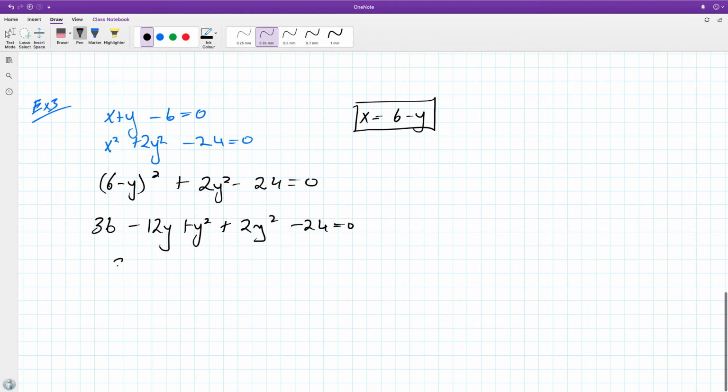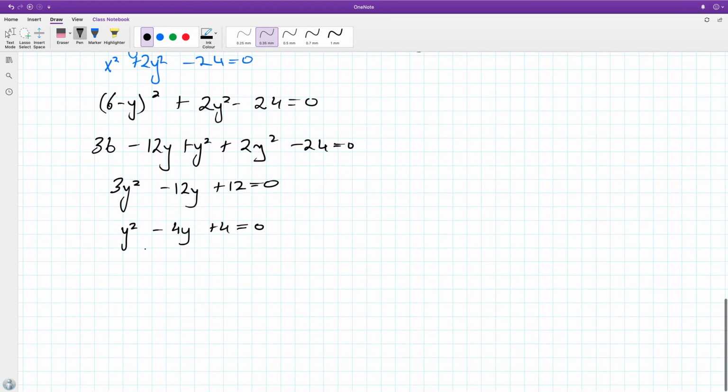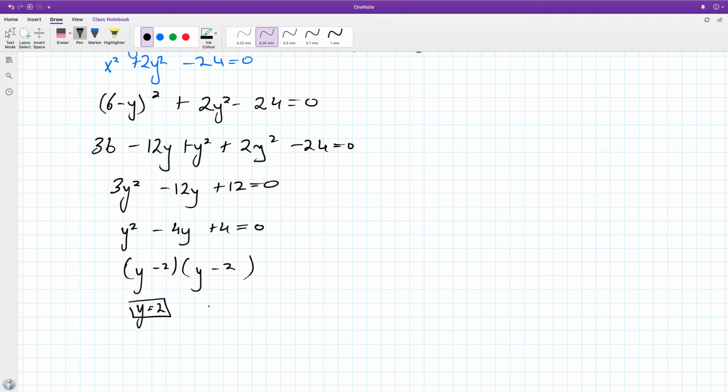y squared and 2y squared is 3y squared, minus 12y, 36 minus 24 is plus 12, is equal to 0. Divide across by 3 to make life easier. y squared minus 4y plus 4 is equal to 0. Factorise: (y minus 2)(y minus 2). y is equal to 2.